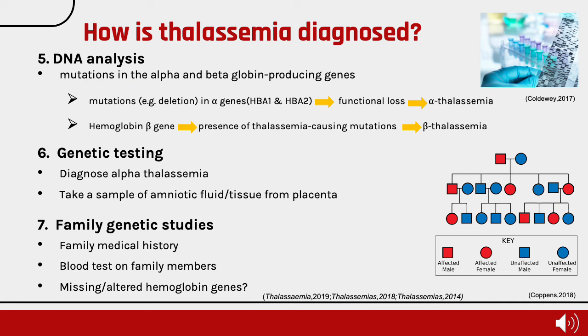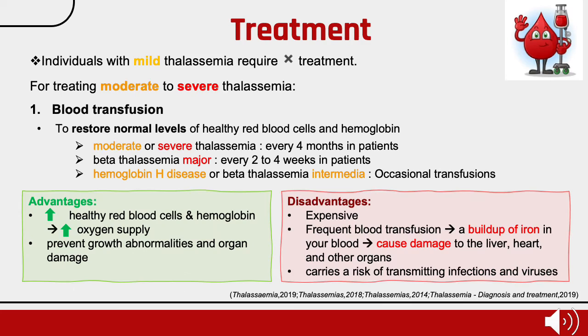The fifth method is DNA analysis, which is used to analyze the mutations in alpha and beta globin producing genes. Besides, genetic testing can also be used to diagnose alpha thalassemia by taking a sample of amniotic fluid or tissue from the placenta. Family genetic studies can be used to see whether there are any missing or altered hemoglobin genes.